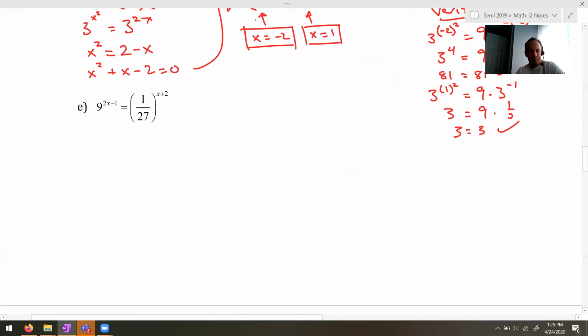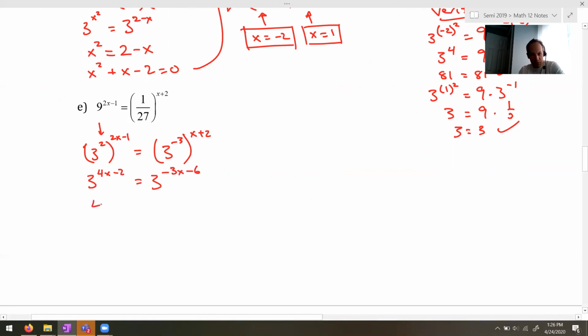Okay, the last one here. This is probably the most challenging one. You can give it a try if you haven't tried any of them already, but let's have a look here. So the common base is going to be 3, so 9 gets converted to 3 squared, that's to the power of 2x minus 1. And then 1 over 27 will be 3 to the power of negative 3, x plus 2. Okay, so this is going to become 3 to the power of 4x minus 2, because you multiply the exponents. This will become 3 to the power of 3x minus 6.